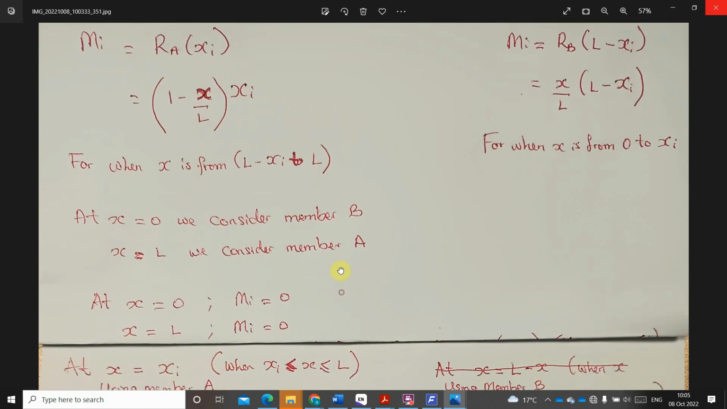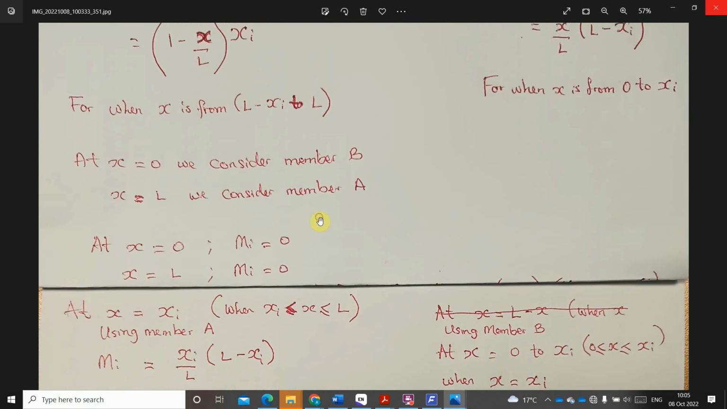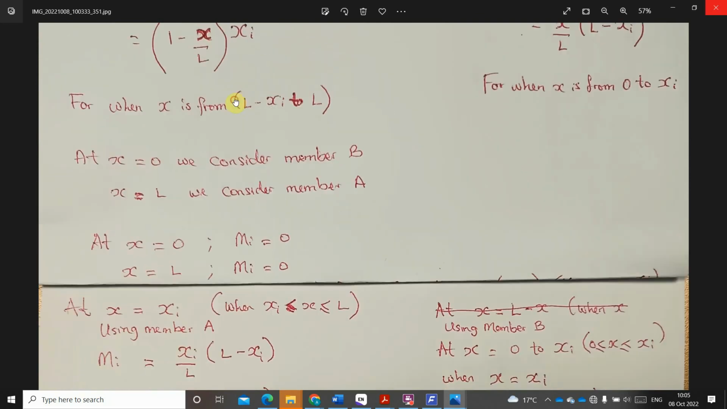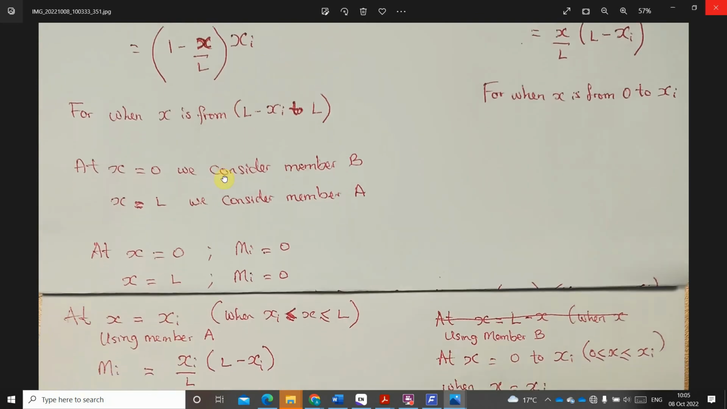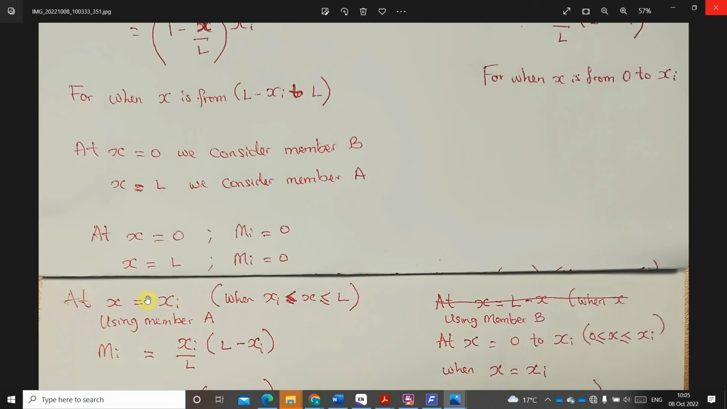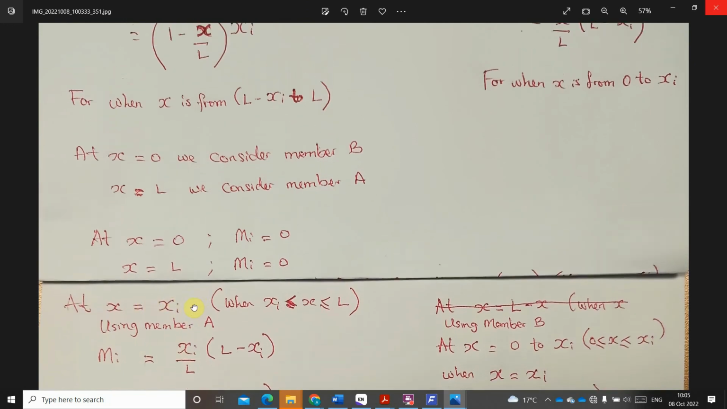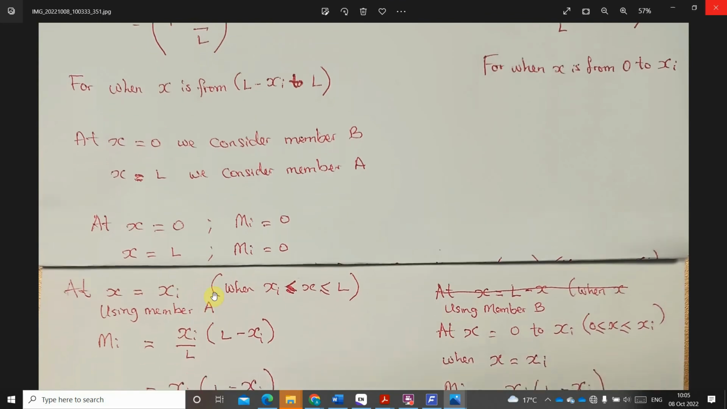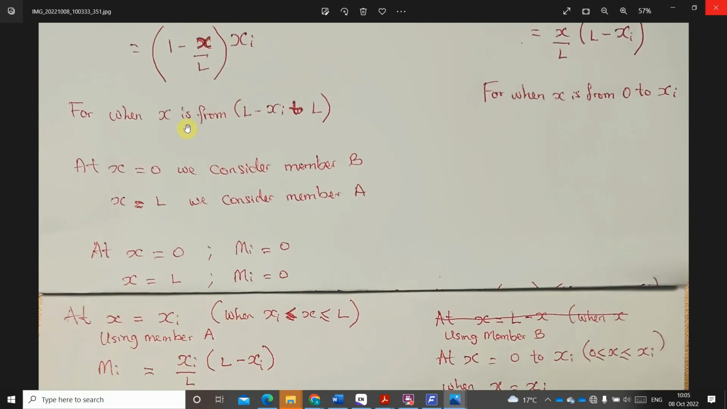So if we do that, let's consider this at Xi is less than or equals to S, which is less than or equals to L. Now using this member A formula, putting our maximum point when our S will be equal to Xi, we are going to have this. Just substituting Xi into this, we are going to have Xi times L minus Xi.